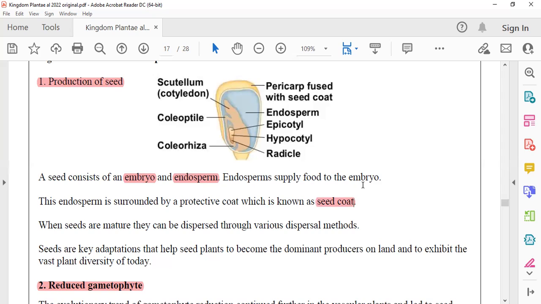We know the purpose of the seed coat. It is helping in dispersal, it is helping in dormancy, it is protecting from desiccation, and it is protecting from microbial infections. Like this, there are several adaptations because of the seed development. So it is one of the main features for the plants to survive on land habitats. That is one thing to know.